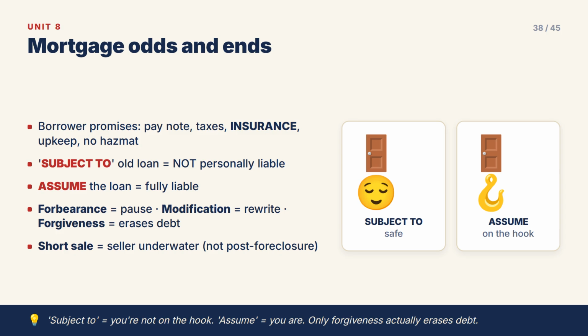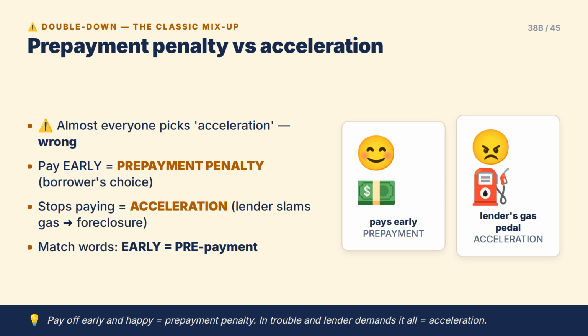foreclosure already happened. This one deserves its own slide because it may be the most missed clause question on the exam. Almost everyone picks acceleration clause. The question: if the borrowers decide to pay off their mortgage early, what clause may affect that? The answer is the prepayment penalty clause. Here's why the wrong answer feels right.